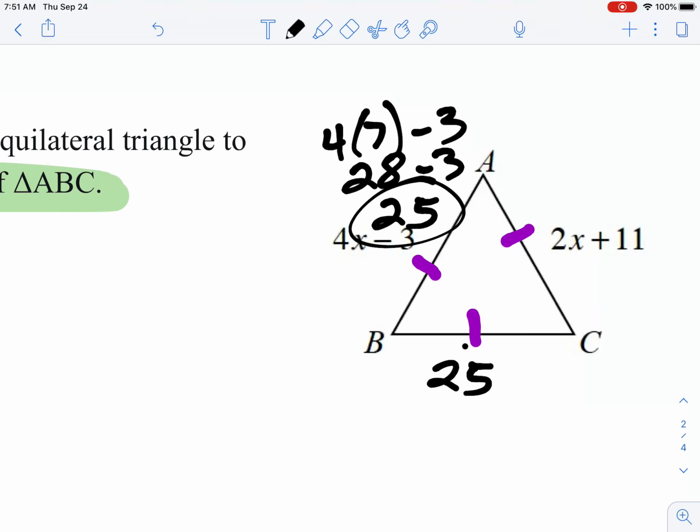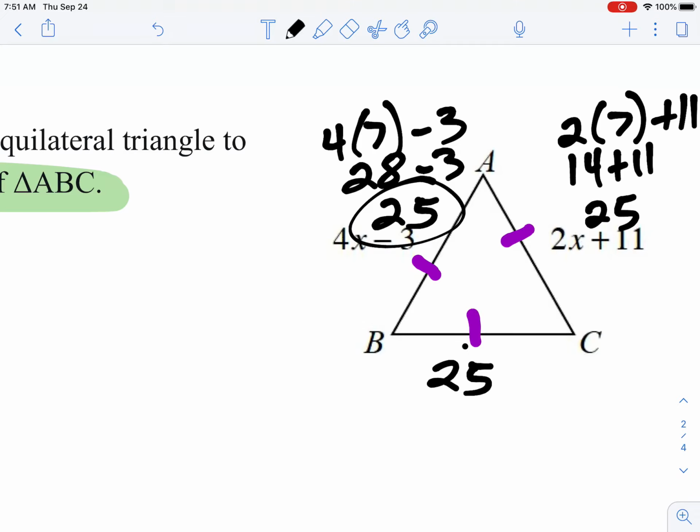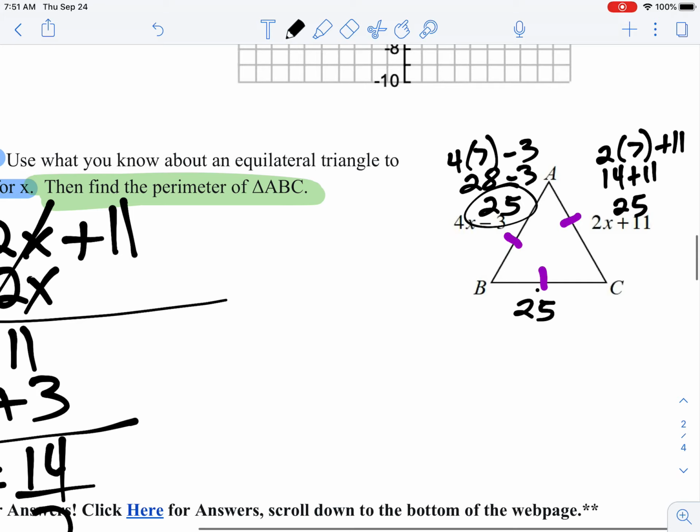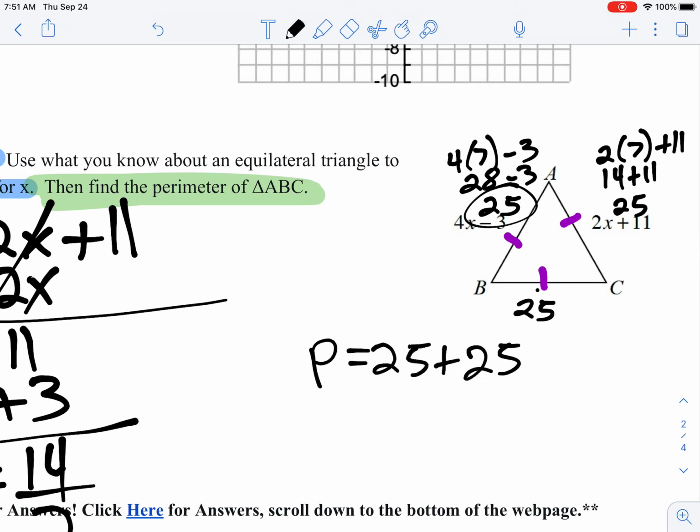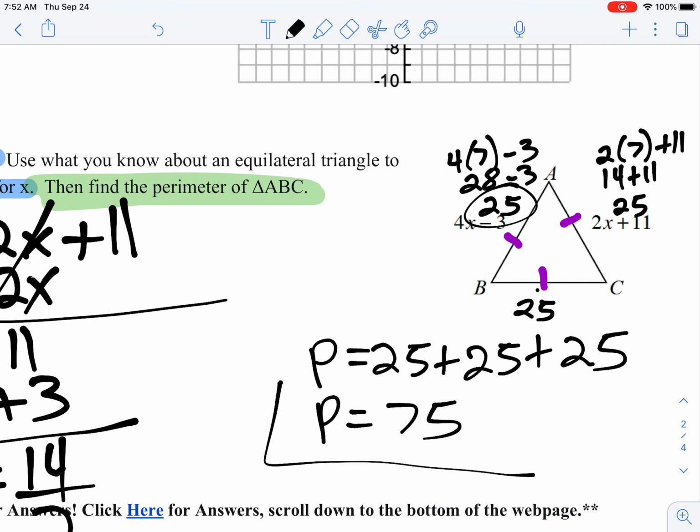You can just assume that it's 25, but if you want to double check the math that you did on the left, let's plug it in here and make sure we get 25. So 2 times 7 is 14 plus 11, and that does give us 25. So it looks like we found the correct x value since all of the side lengths are equal. Now to find the perimeter, we would say 25 plus 25 plus 25 is 3 times 25, and 3 times 25 is 75.